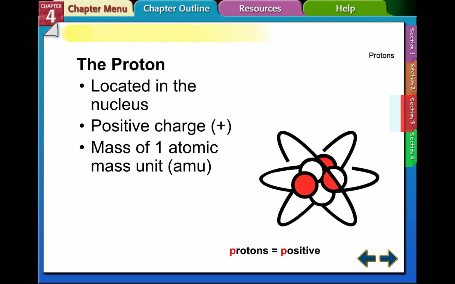Inside that nucleus, the first subatomic particle is the proton. This one has a positive charge to it, and it has a mass of about 1 AMU. So for subatomic particles, they are so small that we don't use grams to define their mass because it's too large. So we have a special unit that's called an atomic mass unit, and we abbreviate that by saying AMUs. So protons, again, have a mass of about 1 AMU.